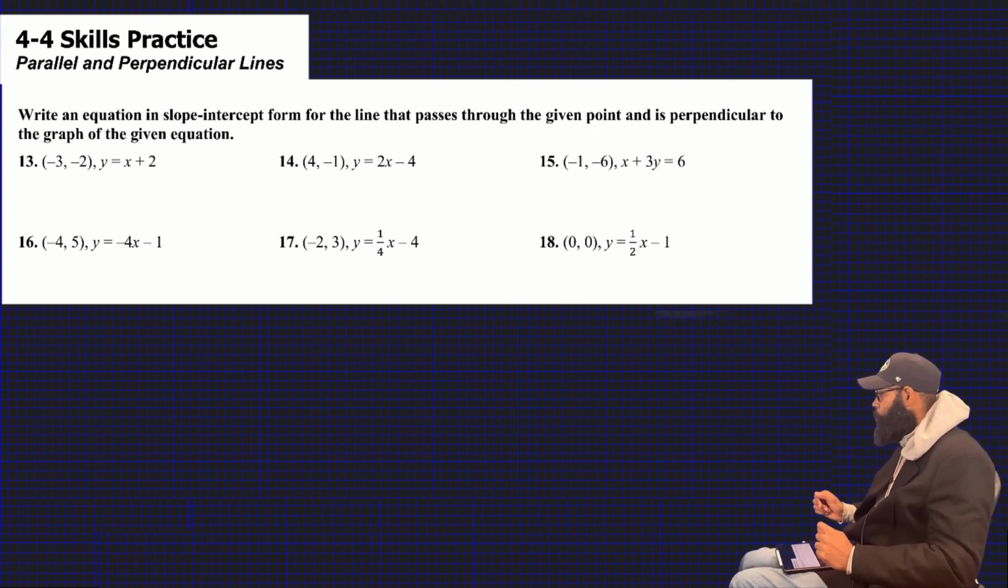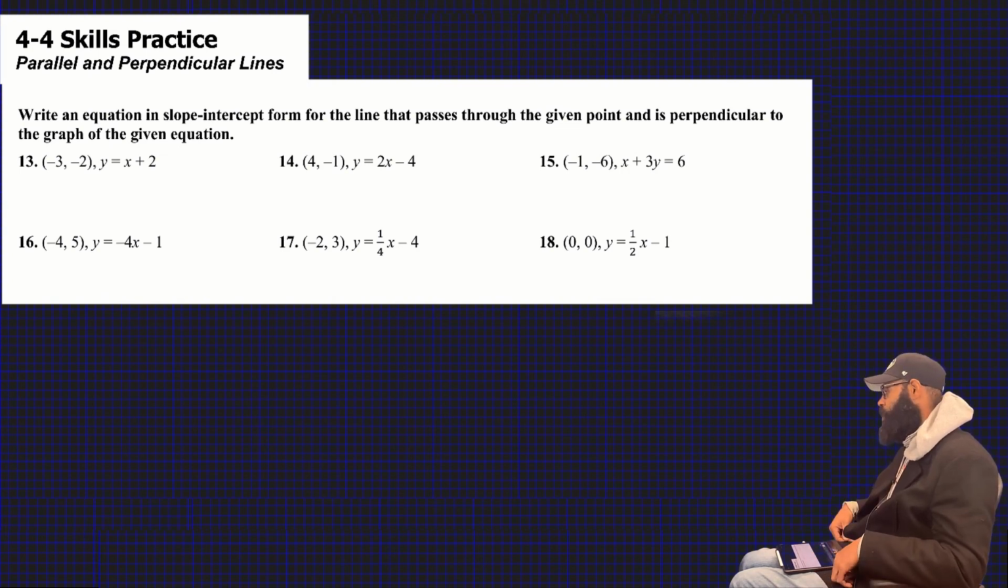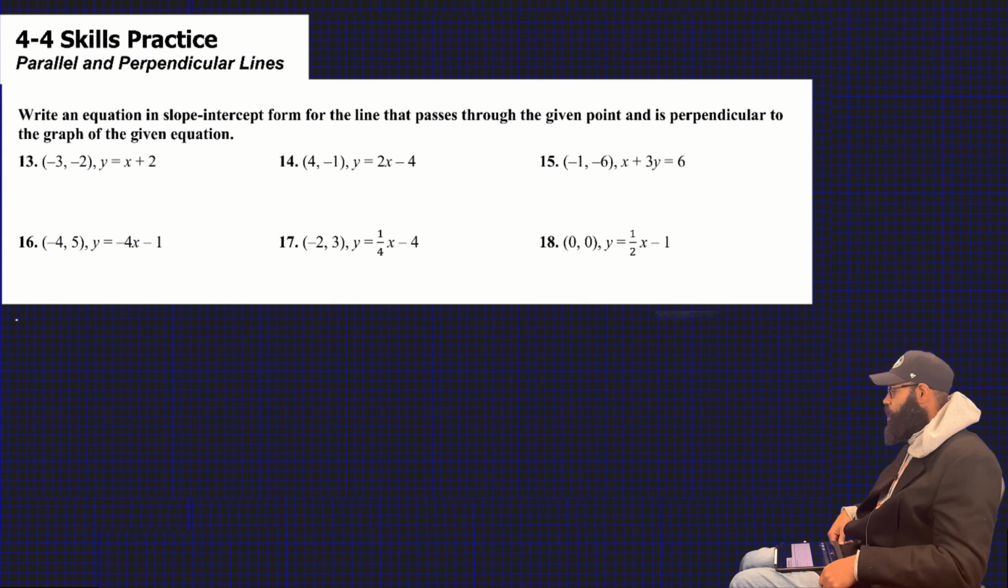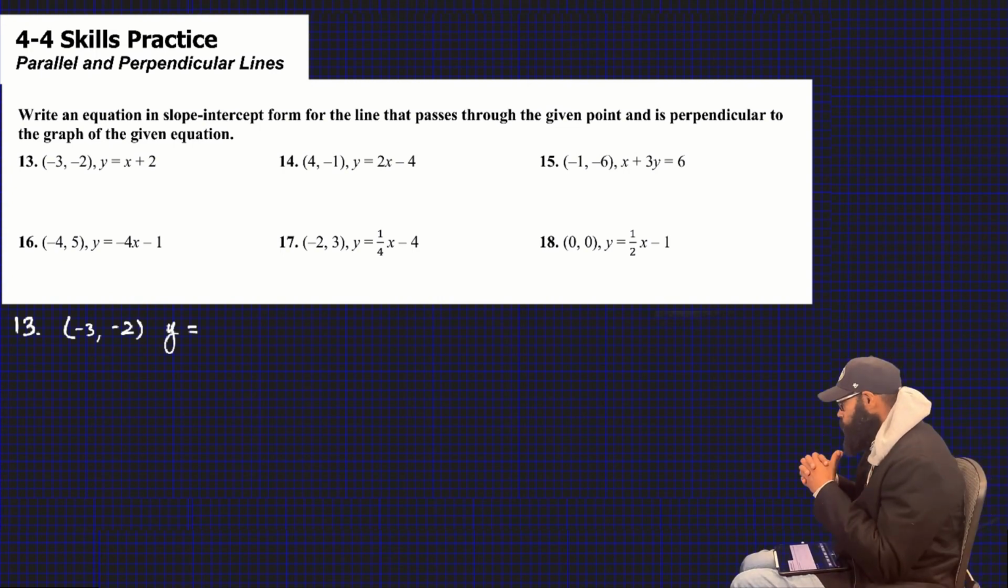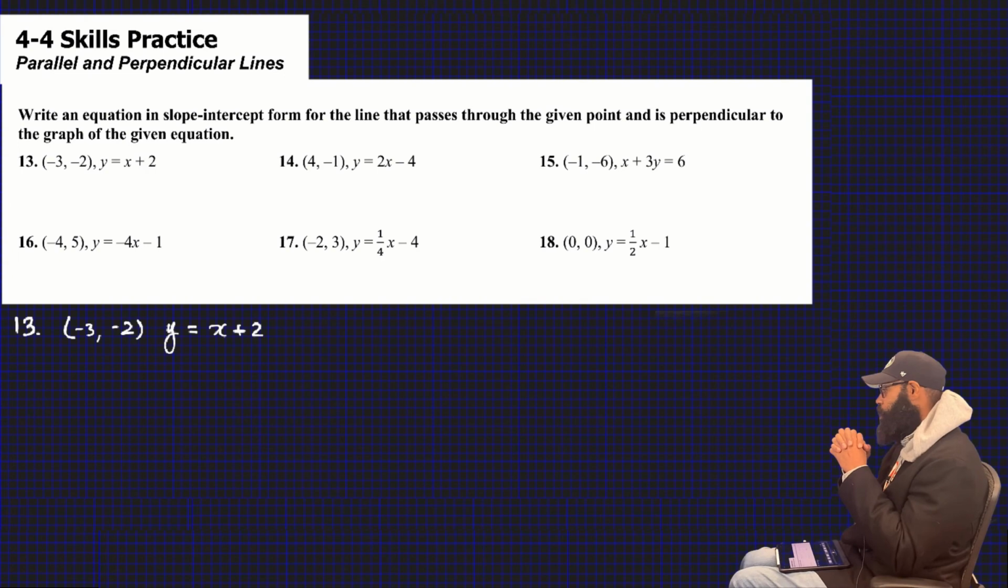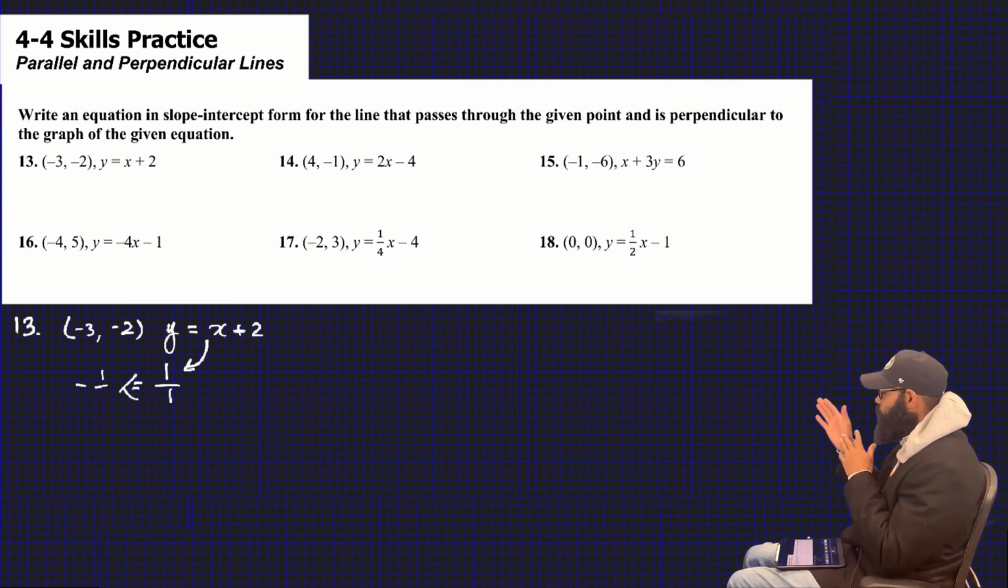more work. Write an equation in slope intercept form for the line that passes through the given point and is perpendicular to the graph of the given equation. So immediately when I see that word perpendicular, my brain automatically starts thinking negative reciprocal. So for 13, I've got a point, negative 3, negative 2. Now I'm going to need to find the slope that I'm going to use. I'm not going to use 1 over 1. I'm not going to use the slope that they're giving me. I need to use the negative reciprocal of it.